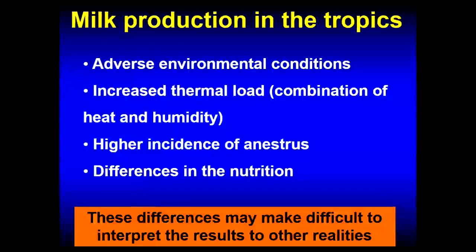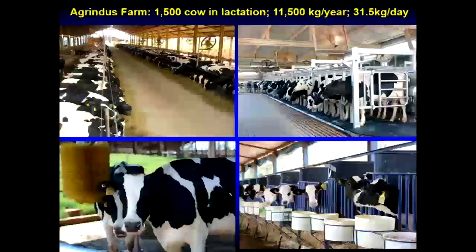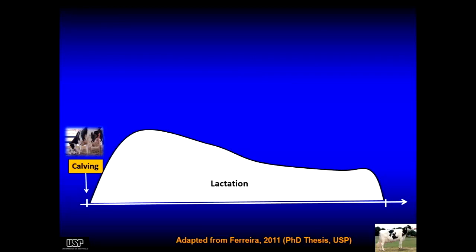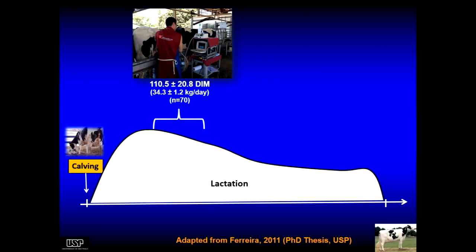So we need to understand that these differences of management and conception rate matter when I talk with you about this result. This is the farm in Brazil. We have good farms that have a good structure to produce milk, but we have a lot of heat stress and low conception rate, so it's different than in your situation. So here is the experiment. It is adapted from the thesis of Roberta, who did the PhD with us.